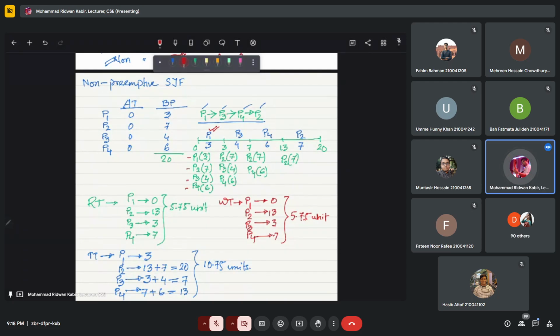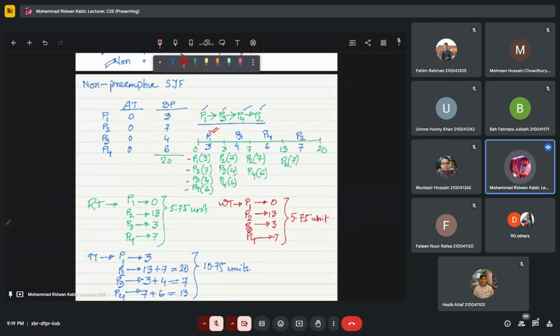Since this is non-preemptive and all the processes have arrived at 0, for the sake of simplicity we consider that no more processes will be arriving. In that case, when P1 completes, we have P2, P3, and P4 in our system. From these three processes, you select the one with the shortest burst time. Then you have P3, and this sequence goes on until all of your processes have executed.